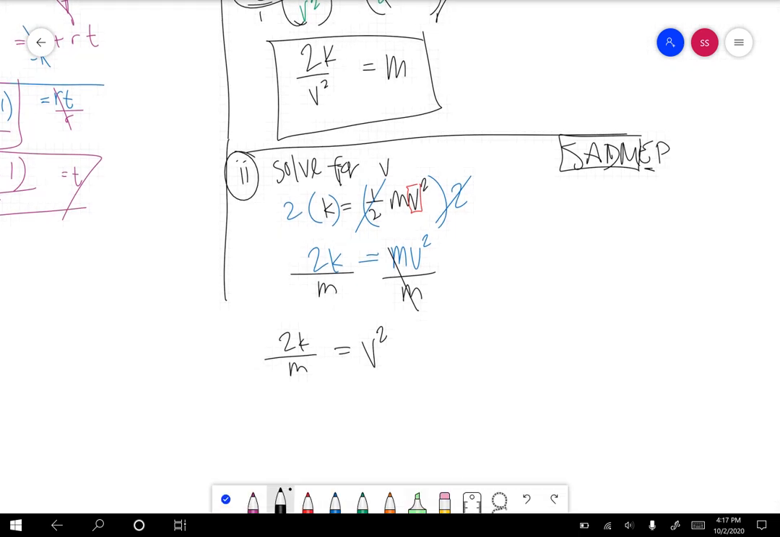What we need to do now is take, now think about this, what's the opposite of squaring? Well, it's taking the square root. So let's take the square root. Square root of v squared would be v, right? Because v times v is v squared.